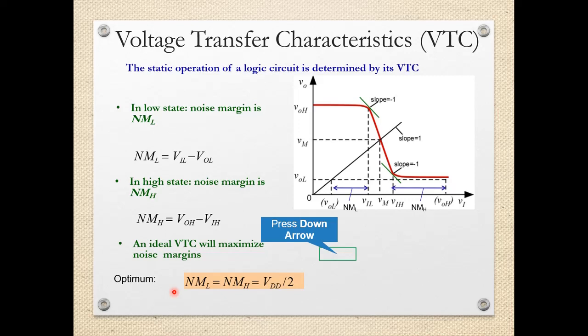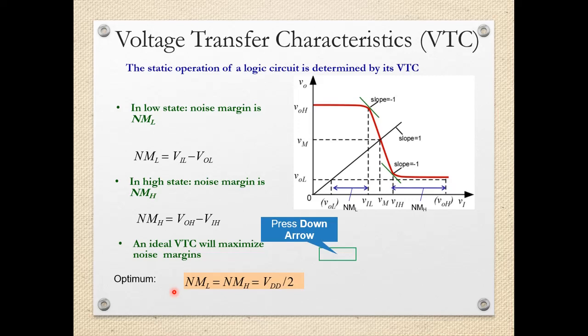In high state, the noise margin is NMH. So it is shown with the help of this blue line over here. This is the noise margin in the high state, that is NMH. It is the difference between VOH and VIH. The initial letter indicates that I or O means this is input and this is output: input logic low, output logic low; output logic high, input logic high. That difference will give you the noise margin for the high state.